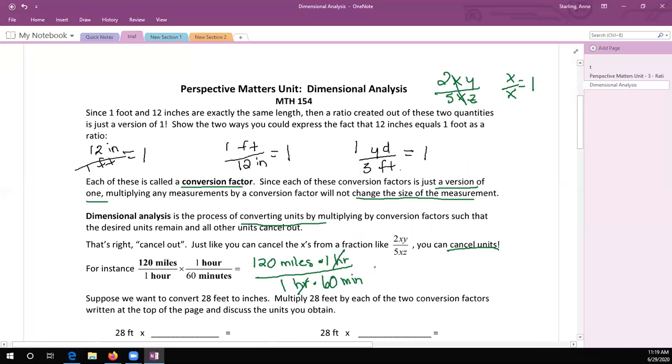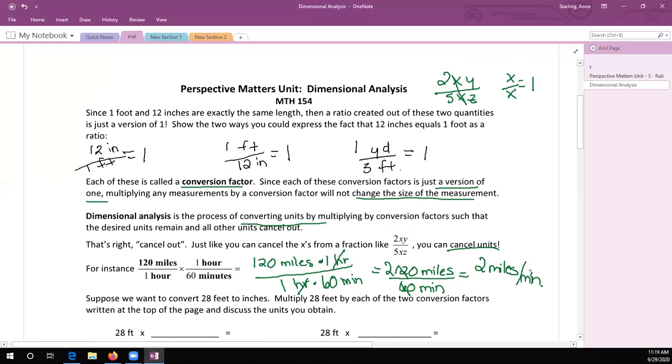So over here, I have 120 miles divided by 60 minutes. 120 divided by 60 is 2. So instead of saying you were going 120 miles per hour, you can say you were going 2 miles per minute. So changing that conversion.